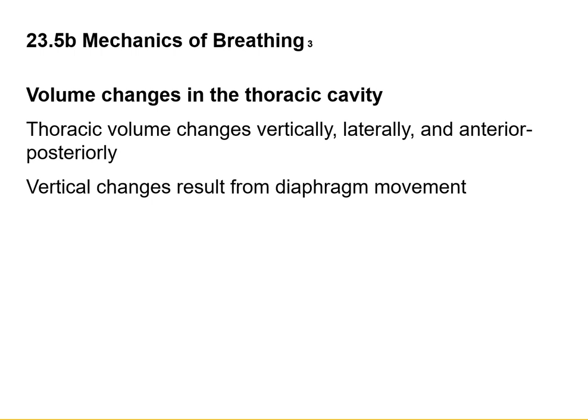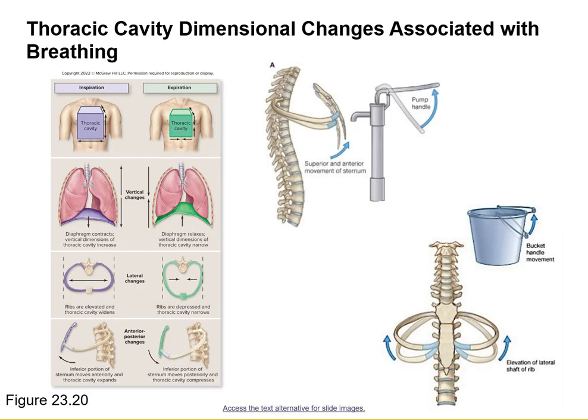So the way you can think about this is with two analogies, right? One of these is the bucket handle example, and one is the pump handle example. So let's start with the bucket handle. Take a 10-gallon bucket, or 5-gallon bucket, whatever size. The handle is the equivalent to our ribs, and the bucket is like our thoracic cavity, right? So whenever we are at the bottom of our breathing, so we've just exhaled, the handle is next to the thoracic cavity, and there's not a lot of space, right?